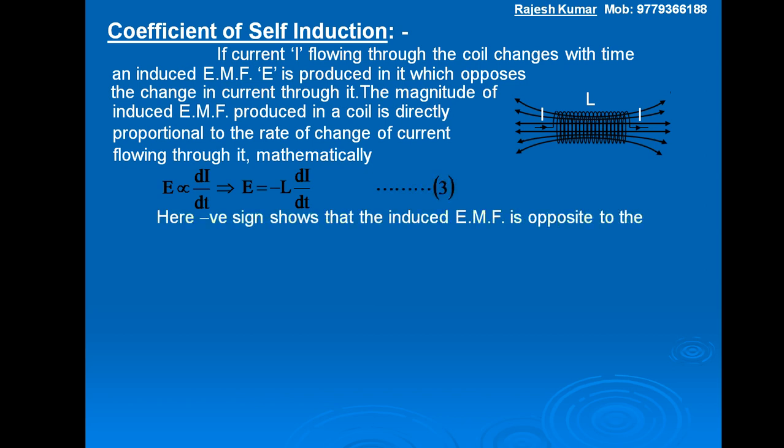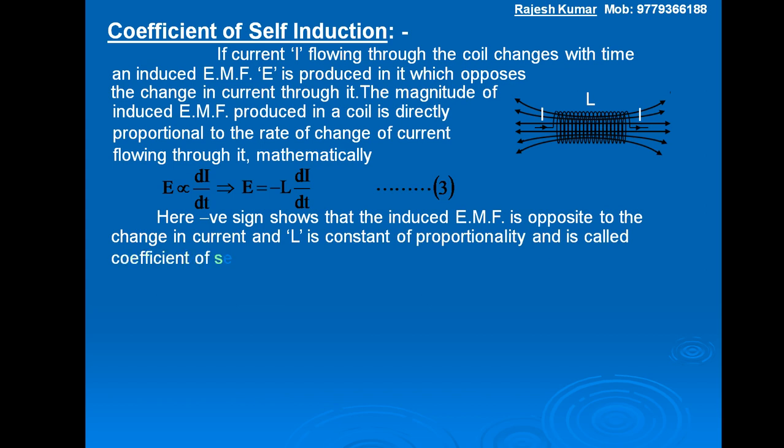Here the negative sign shows that the induced EMF is opposite to the change in current. Here L is the constant of proportionality and is called the coefficient of self-induction.